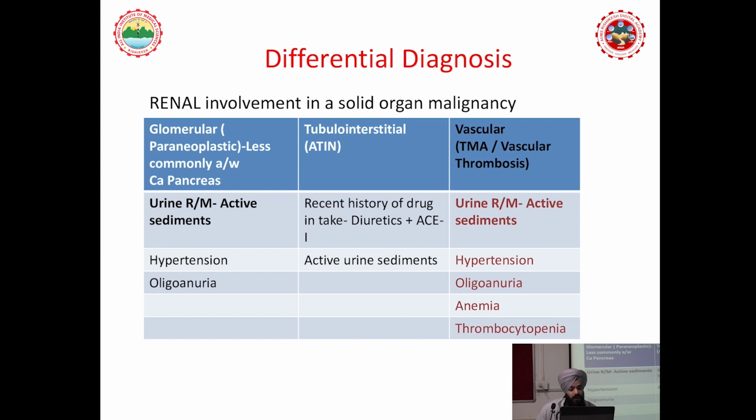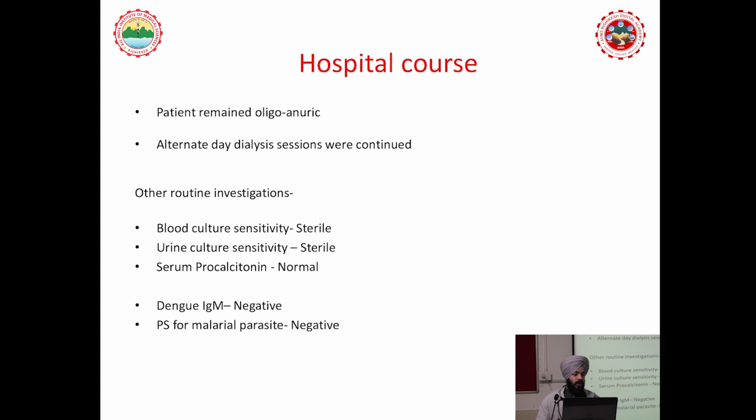In the vascular part, we had more differentials favoring it: although urine routine microscopy was showing active sediments, there was hypertension, oliguria, and prominent anemia that was worsening, and thrombocytopenia, which was also worsening along the course. During the hospital course, the patient remained oligoanuric and was on alternate day dialysis, and both were continued.